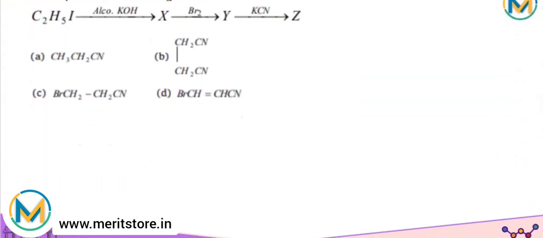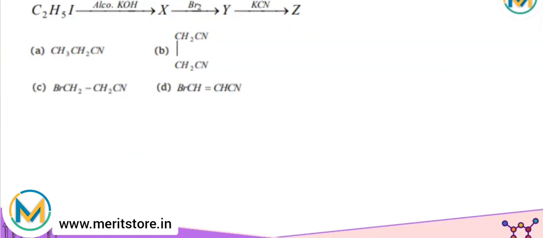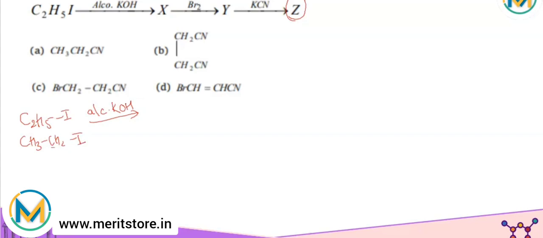Looking towards the next question: identify Z in the following series. So now we need to look for what product will be formed in this chain reaction. It is very simple: it is C2H5I, that is alkyl iodide. When it reacts with alcoholic KOH, alcoholic KOH is a dehydrohalogenating agent. So it will remove iodine from one carbon and hydrogen from the other carbon. It is like this, CH3-CH2I. So this I from this carbon and H from this carbon, and we are going to get CH2 double bond CH2. That is an alkene.